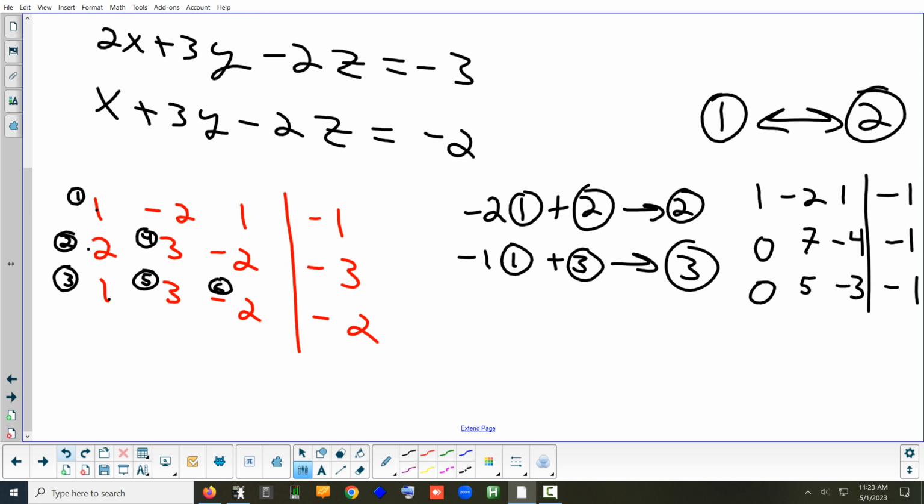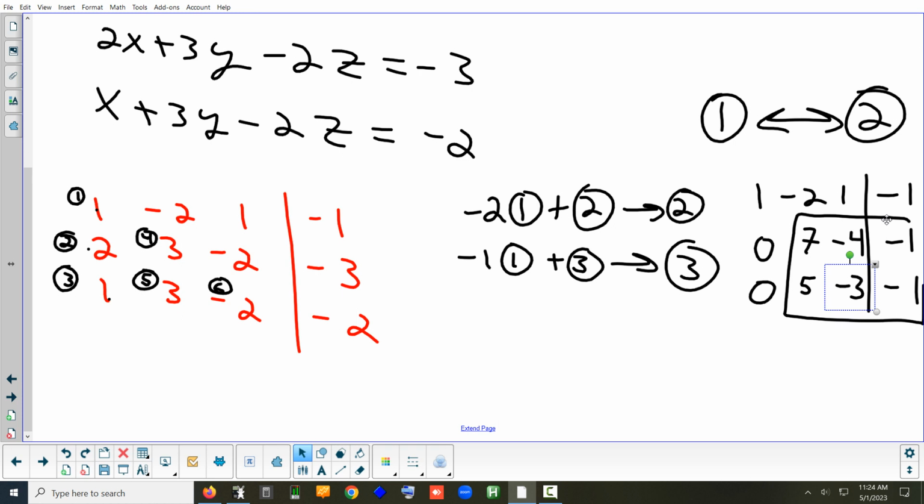So essentially what I've done is I've reduced my problem from 3 variables with 3 equations down to 2 variables and 2 equations. Because if you were to write this back out, it would say 7y minus 4z equals -1, and 5y minus 3z also equals -1. So now we're going to do that one more time. We're going to eliminate one more letter, and then we're going to have 2 zeros in the same row. And then we'll know one of our answers.